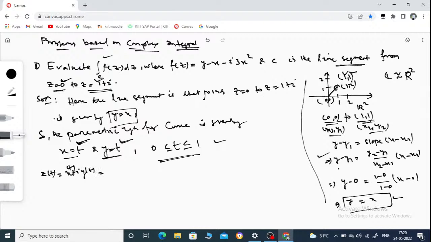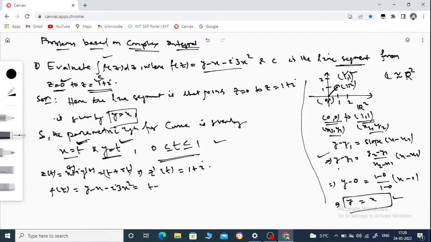Then x of t means x is t, then y is t. Then what will be your z dash t? z of t is t plus it, then its derivative with respect to t is 1 plus i. Then what is your f of z? f of z is y minus x minus i 3x square, as given to you.